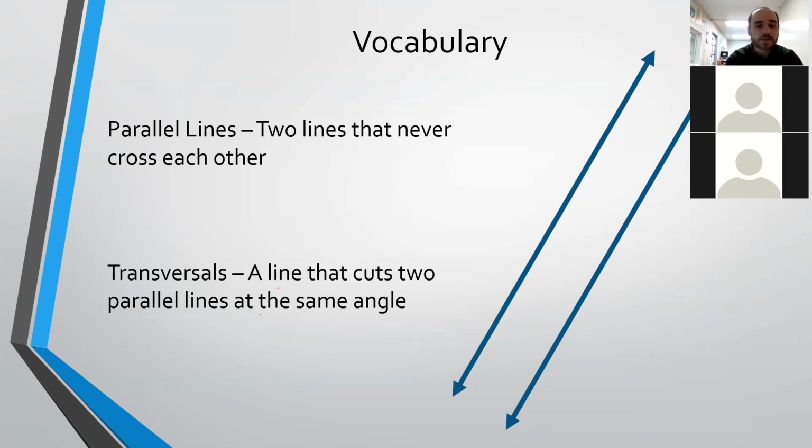Transversals are a line that cuts two parallel lines at the same angle. So this red line that I just put in there, that is a transversal. And what we mean when we say it cuts them at the same angles is that the angle formed here is the same as the angle formed here. We're going to talk more about the different angles that are formed when you cut these with the transversal in a little bit. But for starters, those are the two that we want to look at.